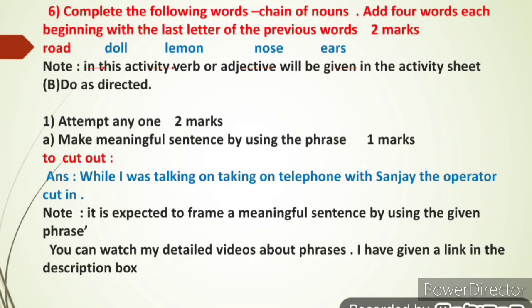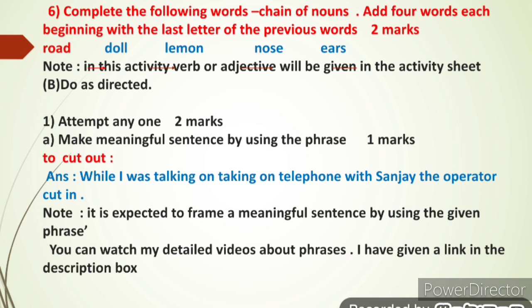Activity 6. Complete the following word chain of nouns. Add 4 words, each beginning with the last letter of the previous word. It is for 2 marks. It's Antakshari type. In this activity, a verb or adjective will be given in the activity sheet. For example, road. Road is a noun and you have to write 4 words of nouns only.